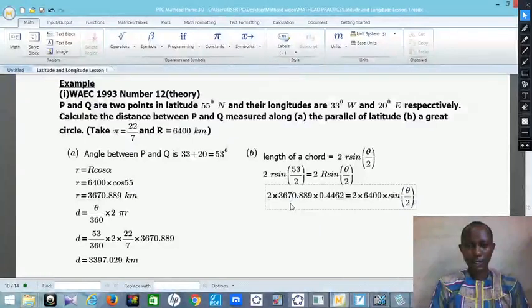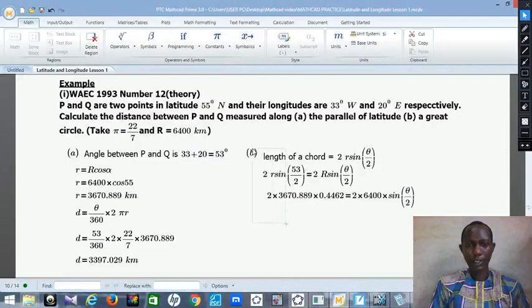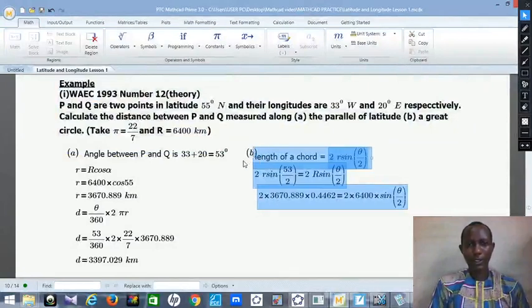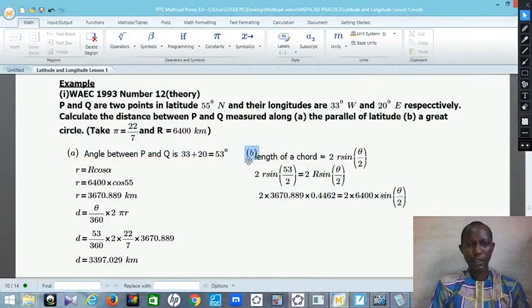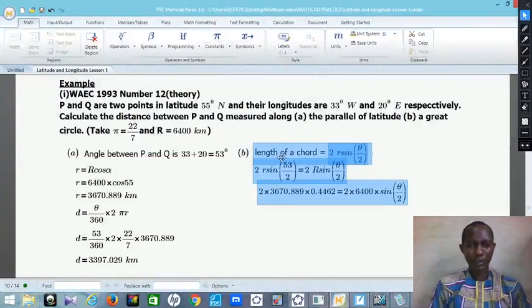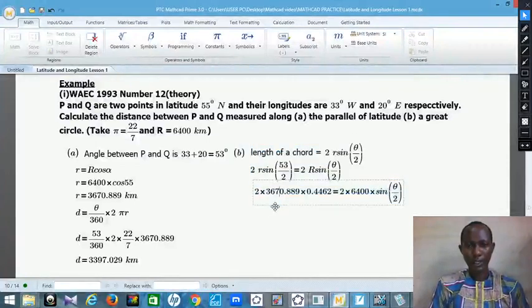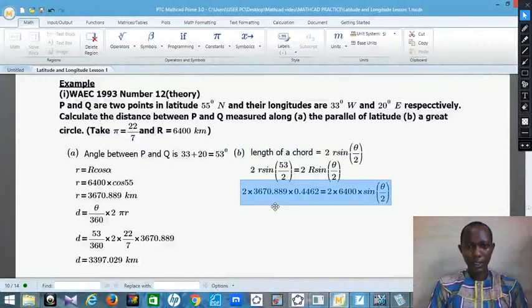Alright, okay, let me shift to this side. I need to position my work very well. Okay, I think we can see it clearly now.